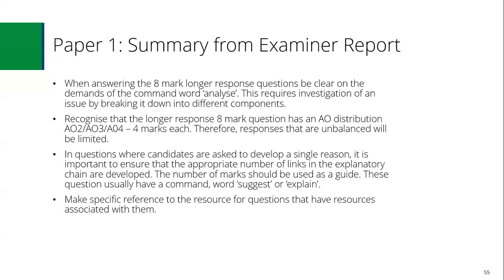In questions where candidates are asked to develop a single reason, it's important to ensure that the appropriate number of links in the explanatory chain are developed. So it's point, explanation, and so on. These questions usually have a command word, suggest or explain. Make specific references to the resources for questions where it's applicable. If it says using the resource, then make sure they use the resource. That's really important. But on the examiner's report on page 118, there is a full development and a full summary of what students will benefit from for paper 1.